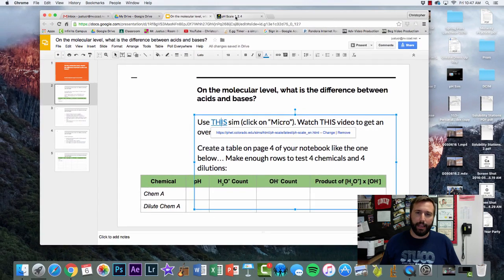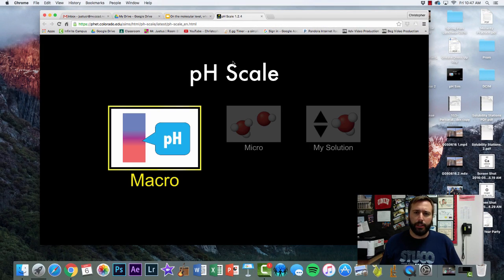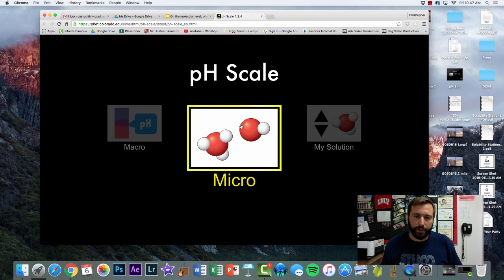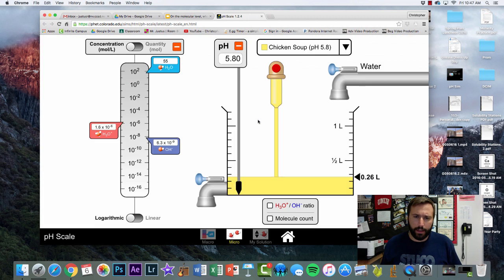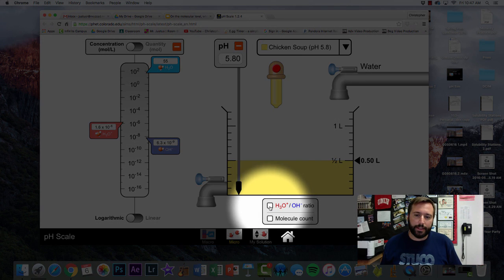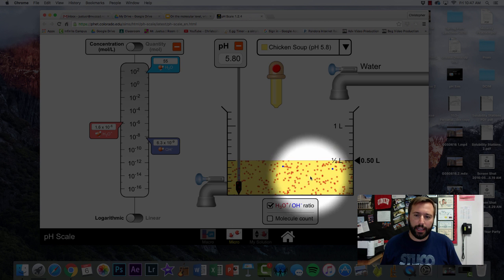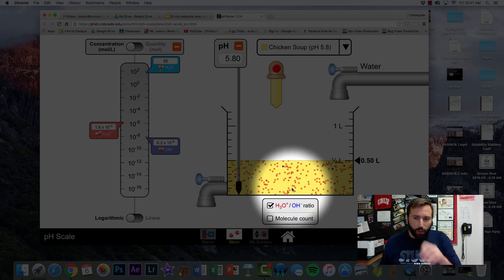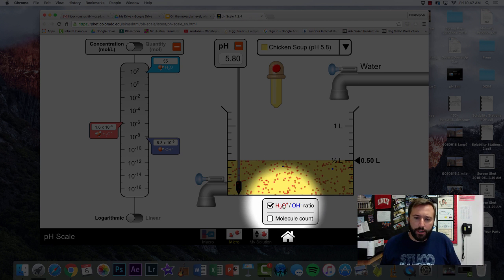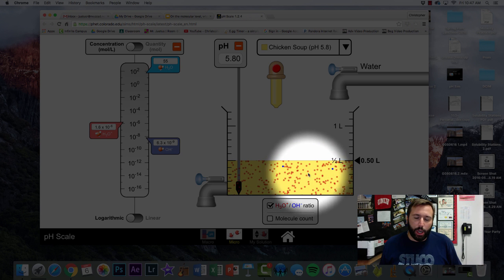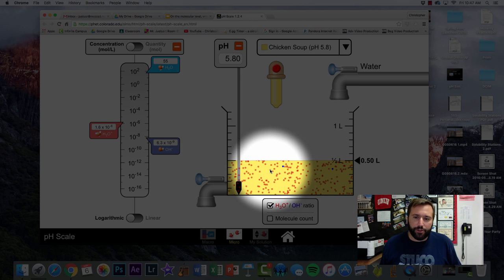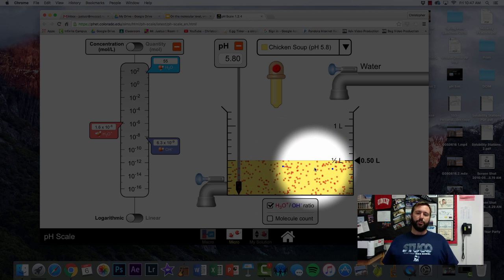Click on that and it opens up a new screen. And we're not going to be using macro, we're going to be using the micro area. Go ahead and click that. Very first thing you should do is click this right here, H3O plus OH minus ratio. Click on that. Notice how you can see the red little circles there are H3O plus ions, and the blues are the OH minus, the hydroxides. So we've got hydronium and hydroxide.